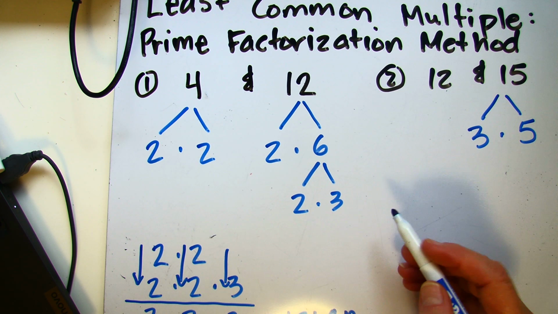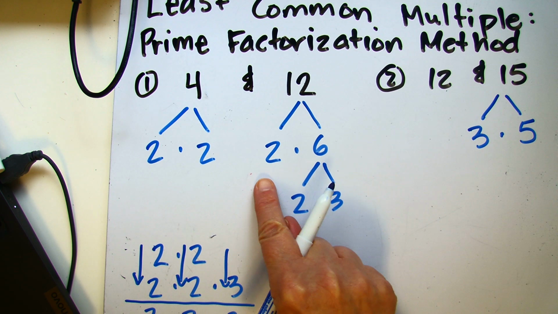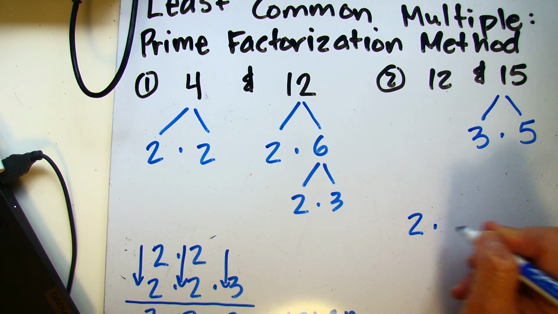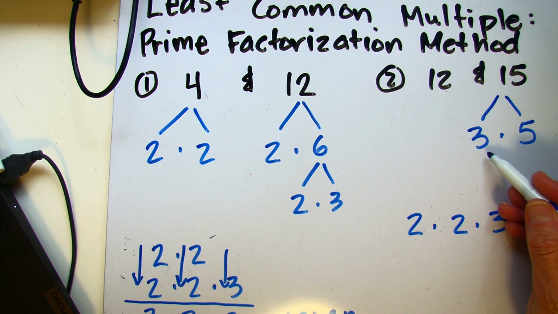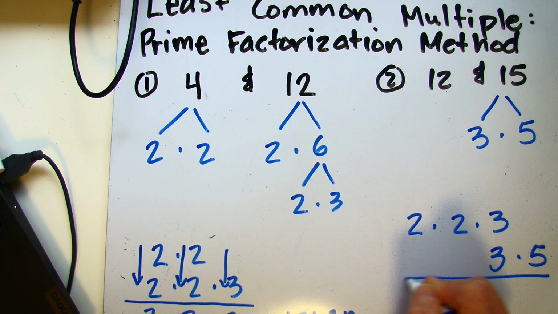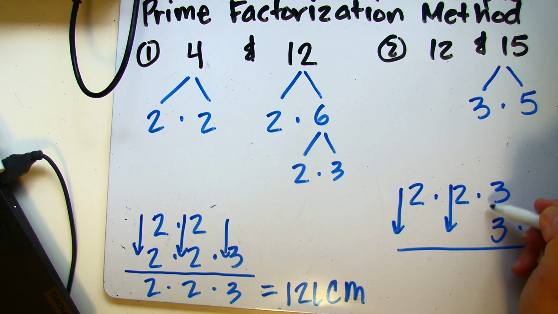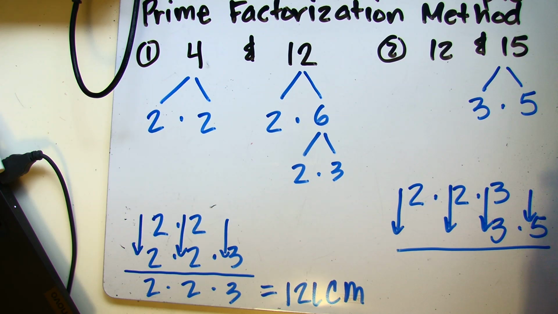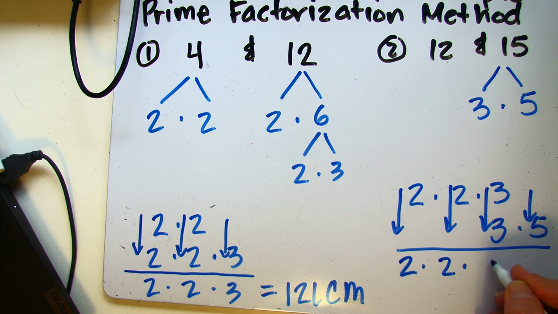Like the last problem, we're going to list out our prime factors. I'm going to start with this one here. So we have 2 times 2 times 3. Since I have a 3 for 15, I'm going to write that underneath the first 3 and then times 5. Again, I want to bring down each of these factors in each column. So 2 times 2 times 3 times 5.